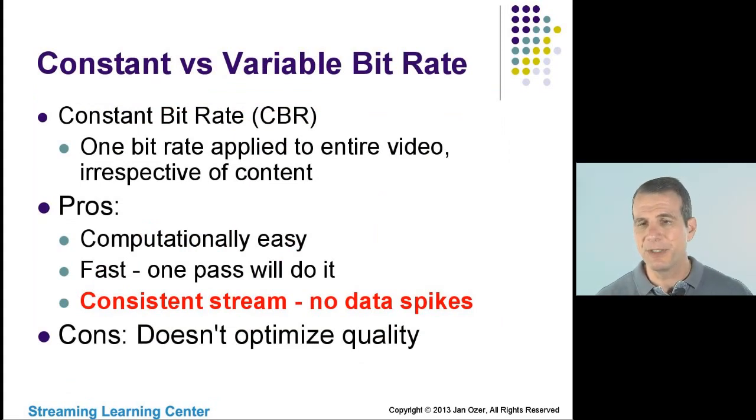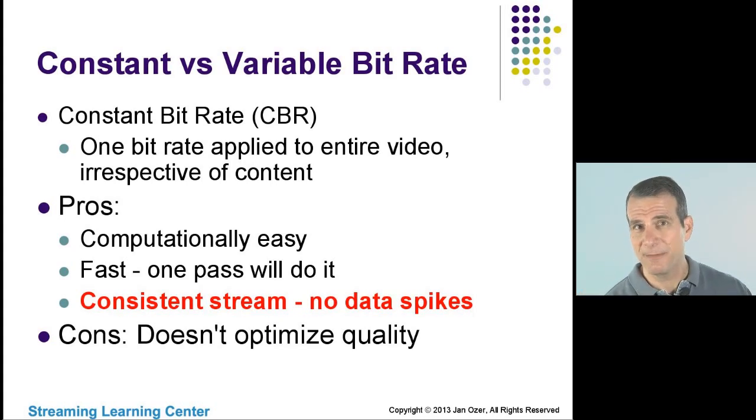Okay, so what do we like about CBR versus VBR? CBR, as we talked about, has one bit rate applied irrespective of the content in the video. The pros, the things we like about it, are that it's easy to use, it's fast, you can do it in one pass, and if you downloaded the handout, you don't have this red bullet point, which is a consistent stream. There are no data spikes. It's a very easy stream to stream, particularly to remote devices, because there are no spikes in the data. Very smooth stream, very easy to stream. The negative is that it doesn't optimize quality, and we'll look at an example of that in just one frame.